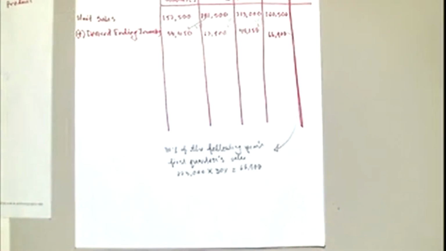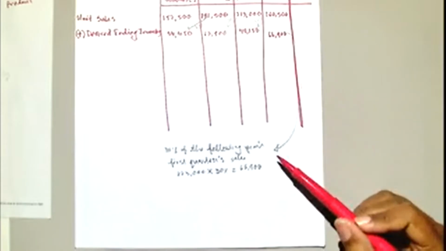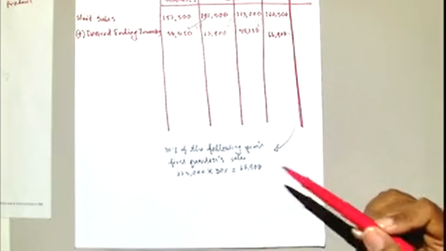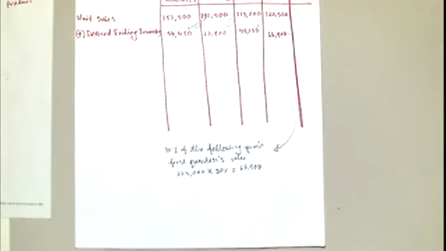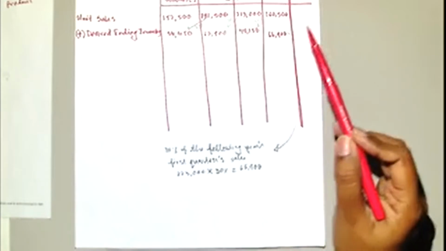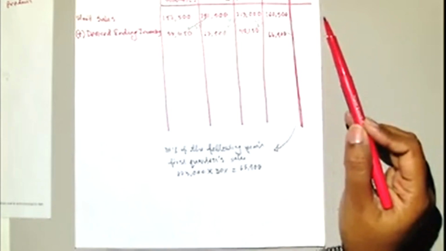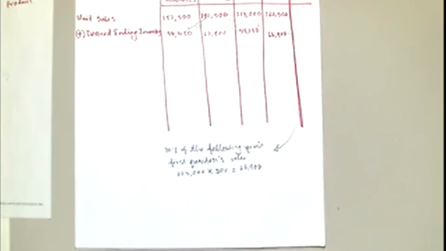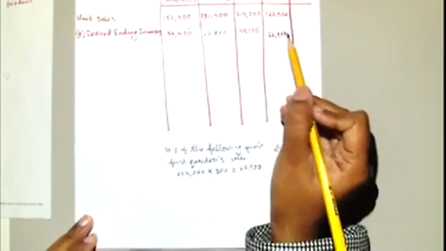I'm repeating, last quarter's ending inventory is a bit tricky. You have to look forward. You have to look at your following year's first quarter sales, which is given here, 223,000. Right, because we always look at the next quarter's sales. This is 223,000 and you take 30%. This is how I get this 66,900.